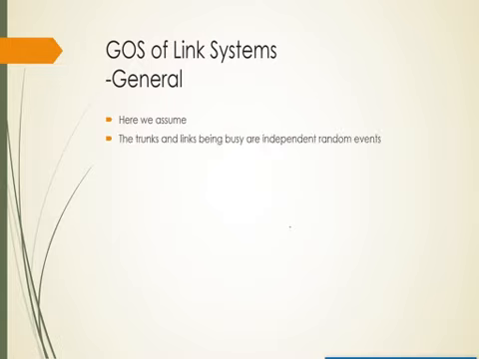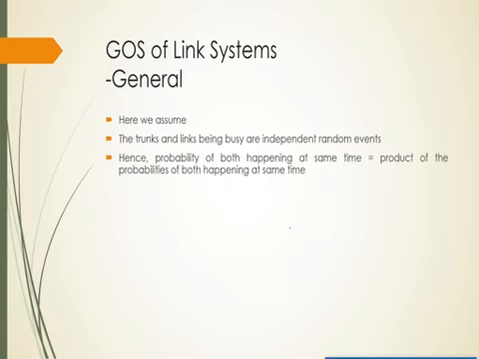Here we assume that the trunks and the links being busy are independent random events. What this implies is that the probability of the trunks being busy and the probability of the links being busy are two separate entities, and if I want to identify the probability of both of them being busy at a given time, it will be given by the product of the busyness of both separately, since we have considered it to be an independent random event. Therefore, the probability of the trunk being busy and the link being busy will be the product of the probabilities of both happening at the same time.